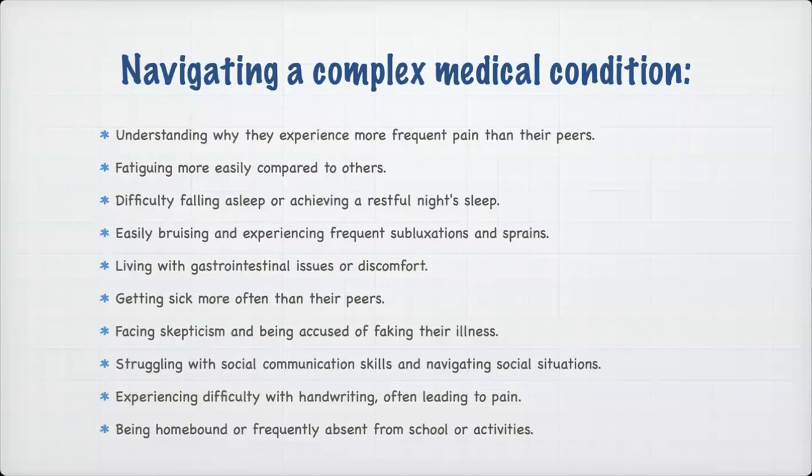They might struggle with social communication skills and navigating social situations. They might experience difficulty with their handwriting, often leading to pain. And they might be homebound or frequently absent from school or activities. So these need to be discussed in a family setting and also with your healthcare providers, because it's difficult to navigate a complex medical condition as a child when you don't understand the implications of these medical symptoms.